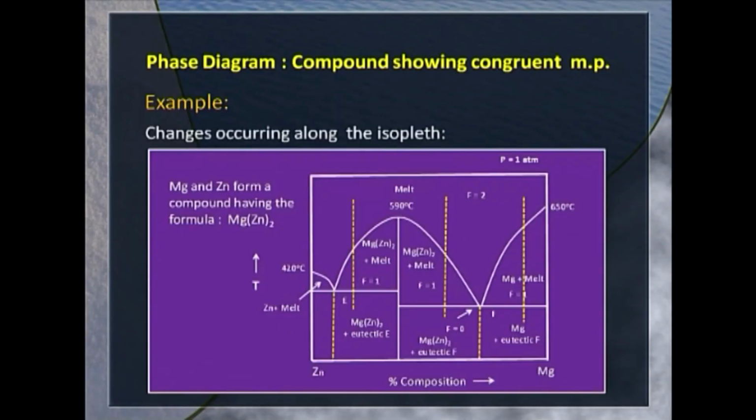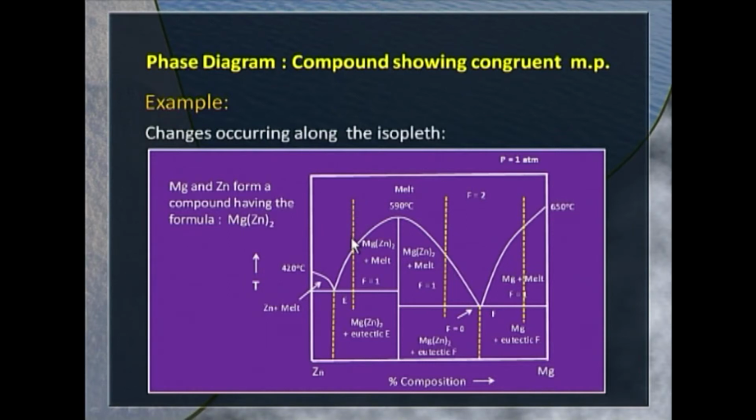It is worthwhile to study the diagram and try to get the information on what changes occur as we cool systems with different compositions. Start with a composition which is rich in zinc. We have mixed magnesium and zinc in the proportion corresponding to this line, this isopleth, and heat it to a temperature at which the system is in the molten state, and then start to cool the system along this line.